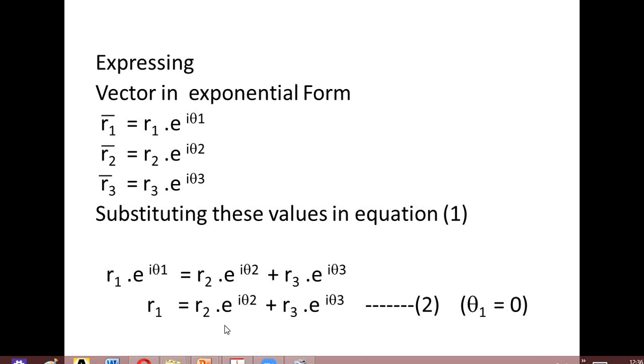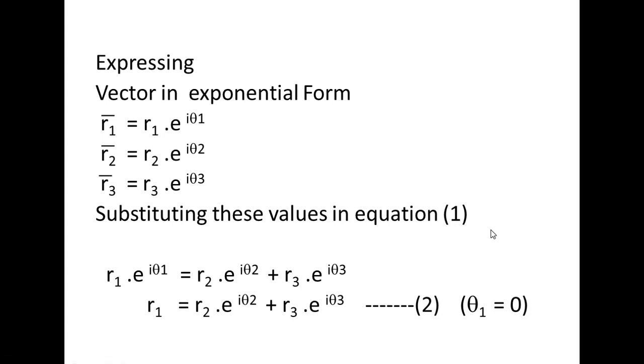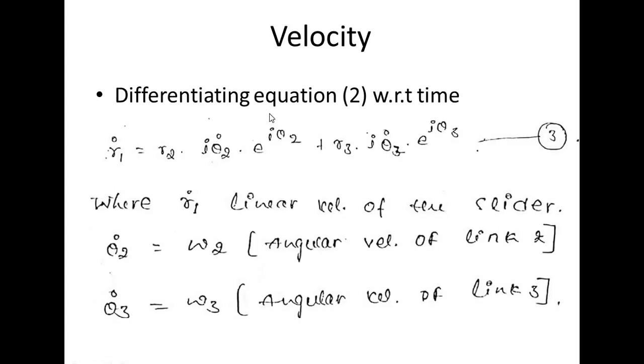So if we differentiate this equation 2 with respect to time, we get the velocity. The position vector, you differentiate with reference to time, so we get the velocity. So we'll find out velocity by differentiating this equation number 2 with respect to time. So what will happen?